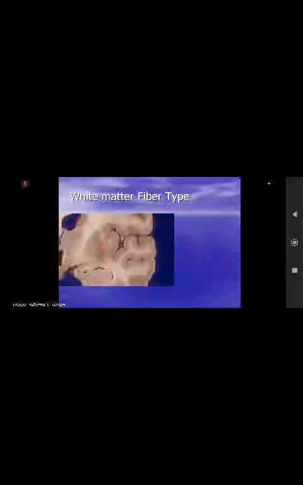Then internally, we also have some cell bodies, aggregates of cell bodies. These aggregates of cell bodies, in the case of the cerebral cortex, we refer to as the basal ganglia. So the basal ganglia is made up of the caudate, and the caudate has a head and a tail. So it's head and tail.